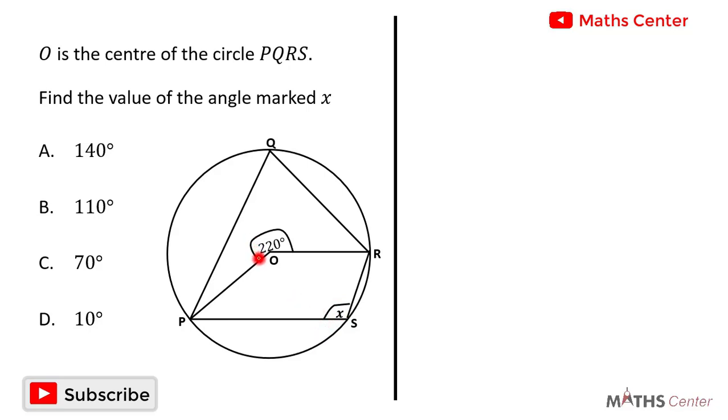We can see that we have this angle at point O to be 220 degrees. We know that angles around a point sum up to 360 degrees. So if the angle here is 220 degrees, then the remaining angle here will be 360 degrees minus 220 degrees, and that will give us 140 degrees. So the angle POR, that's the angle we have here, is 140 degrees.